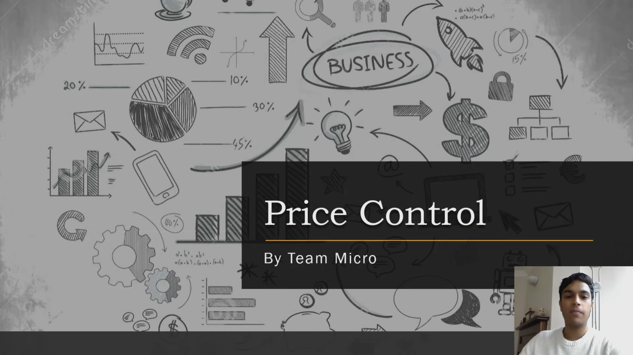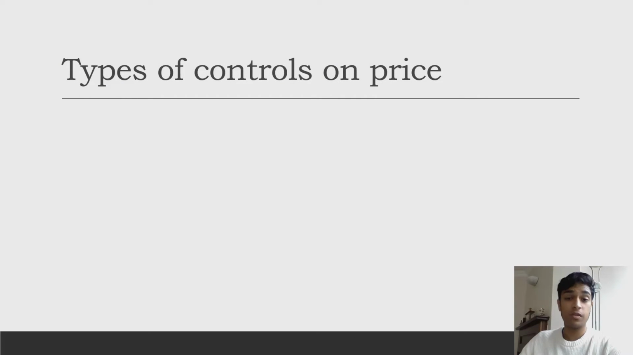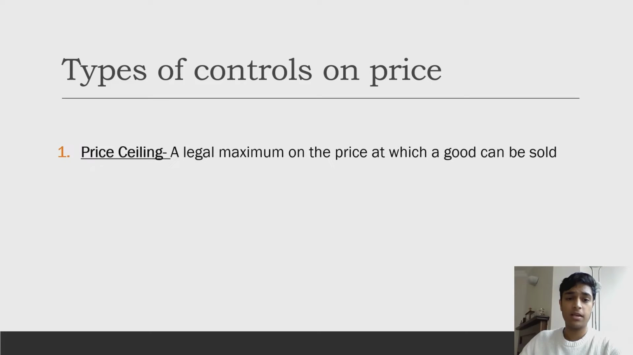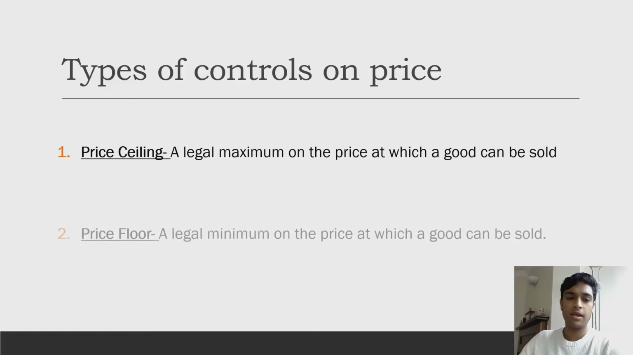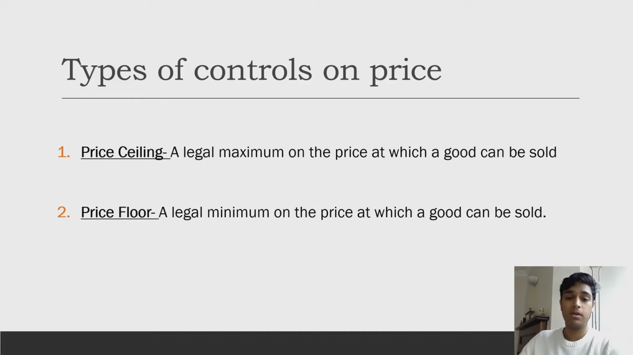In this video, let's talk about price controls: what they are, how they work, and what the effects of price controls are. Price controls are government-mandated legal minimum and maximum prices set for specific goods. There are two different controls on price. There's a price ceiling, a legal maximum on the price at which a good can be sold, which basically means sellers can't charge a price above a certain level, and a price floor, a legal minimum on the price at which a good can be sold. The good cannot be sold at a price below this level.